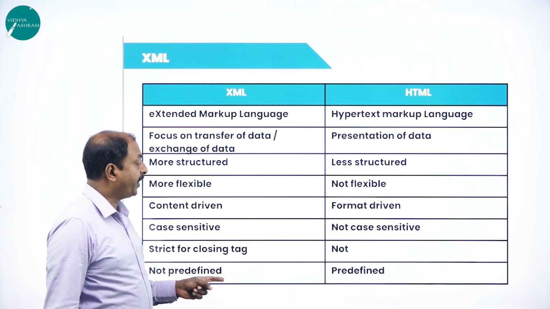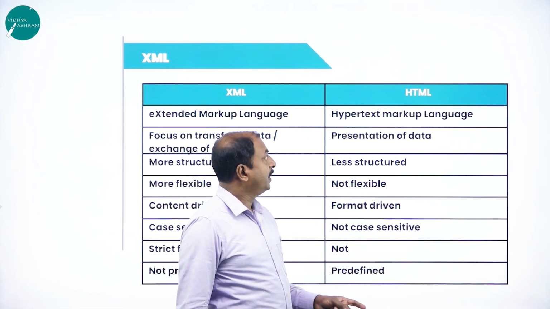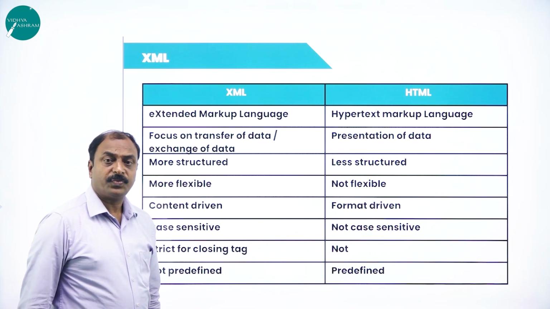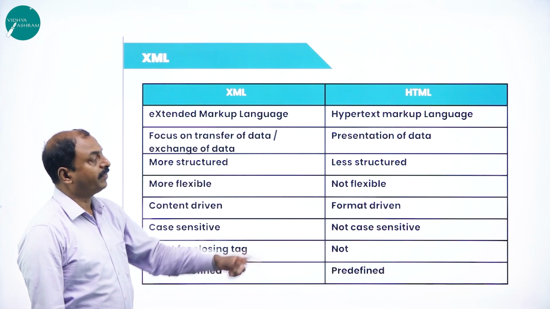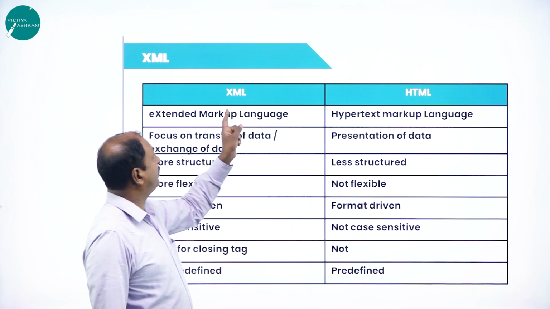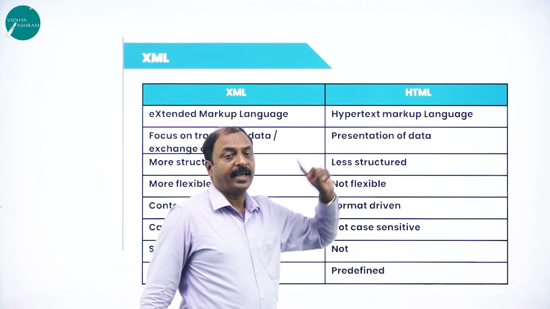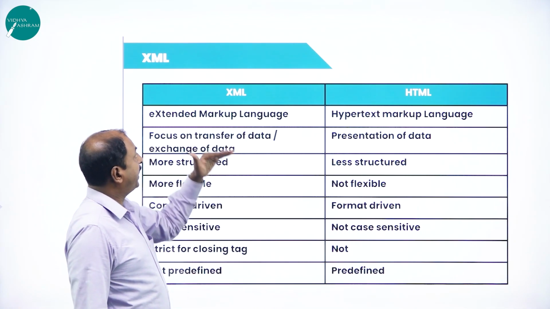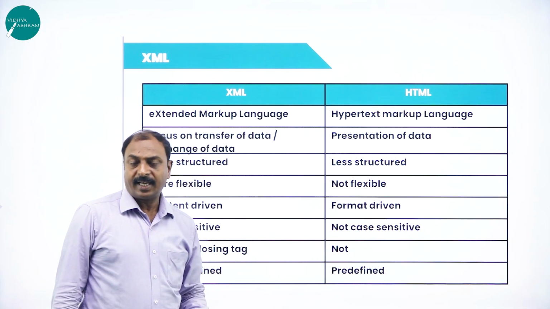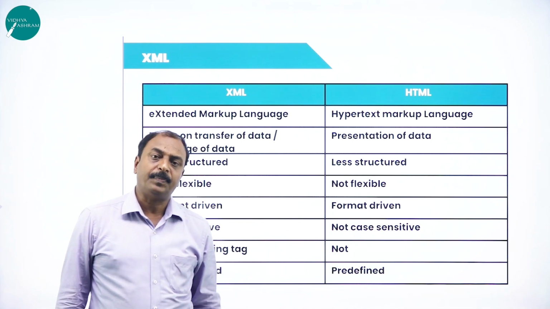Next is not predefined and it is predefined. So these are the main differences between the two languages, HTML and XML. XML is the advanced version of HTML language. Nowadays we are using XML as a standard language for web designing applications.